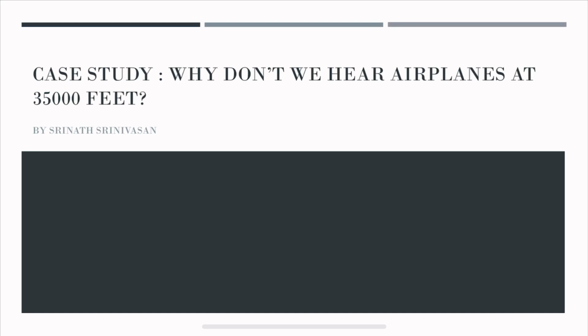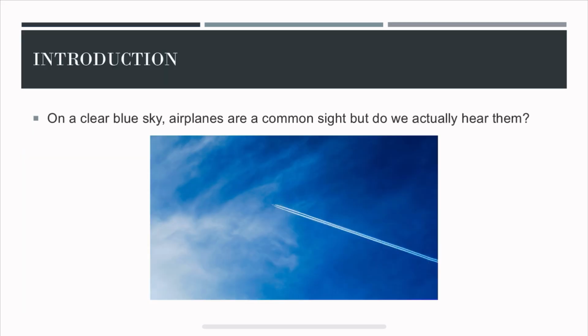Hello, everybody. Today we'll talk about a case study as to why we don't hear airplanes flying at 35,000 feet. So, on a clear blue sky, airplanes are a common sight. I mean, there is a phenomenon due to which the airplane leaves a white trail on a clear blue sky. You can see this, but do we actually hear them?